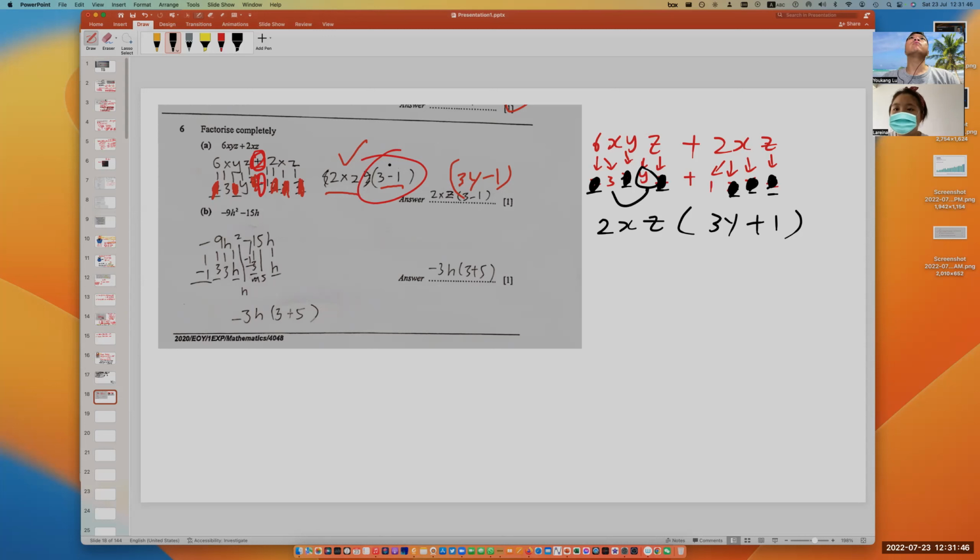And I don't know why you get the minus. I really don't know how you get the minus. Maybe you were daydreaming when you were doing this question. And by the way, it's 1 mark.